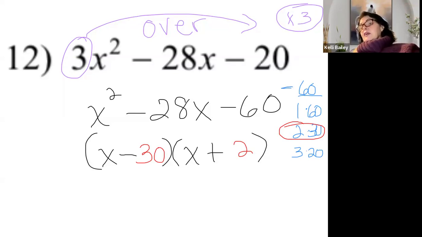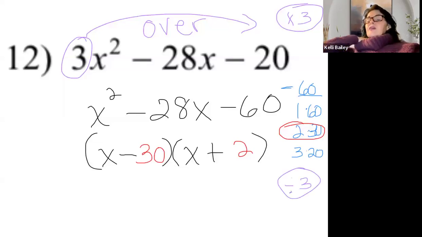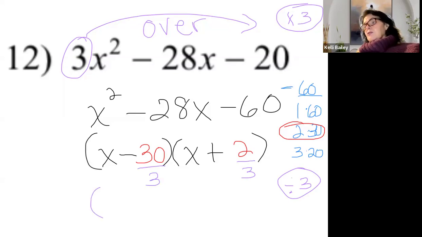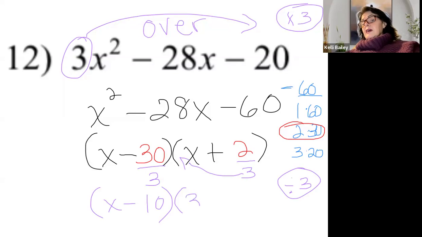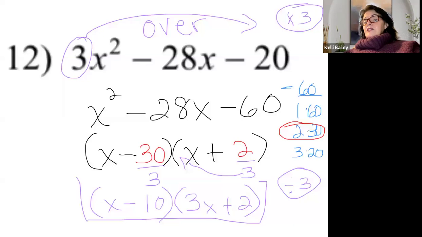All right, we cheated. We did times 3. We have to uncheat by dividing by 3. This is the under part. Over, under. So that means I'm going to put a 3 under there and a 3 under there. All right, so my first binomial, I have x minus 30 divided by 3 is 10. My second one, 2 divided by 3 is not going to simplify. So I move that 3 up in front of the x. 3x plus 2.